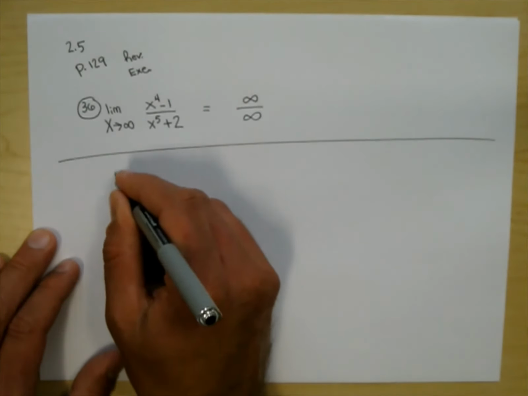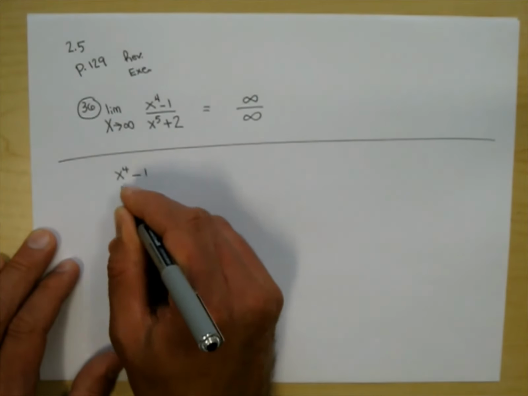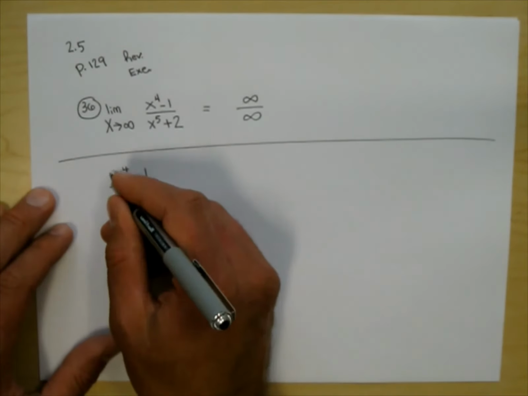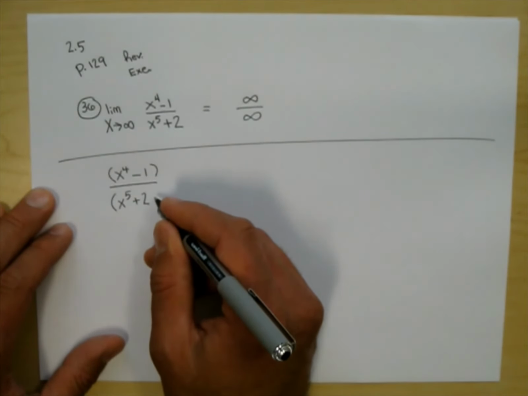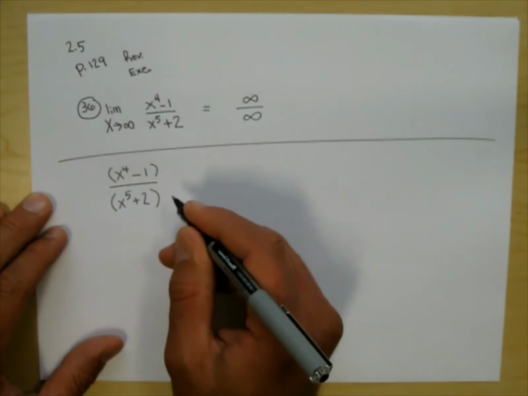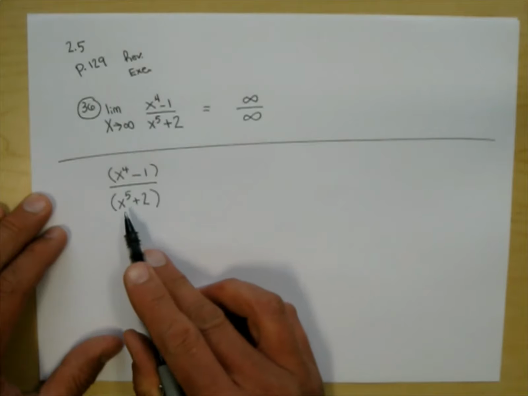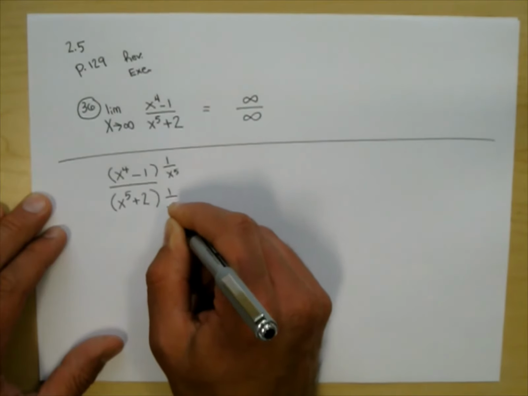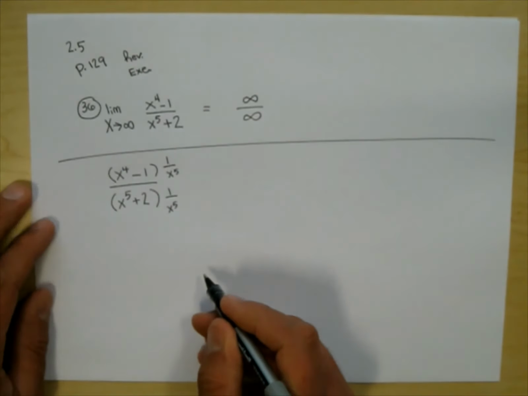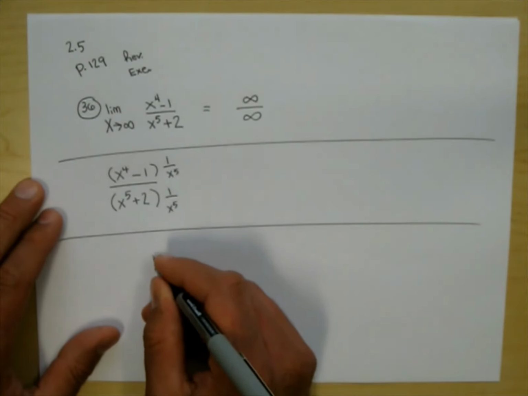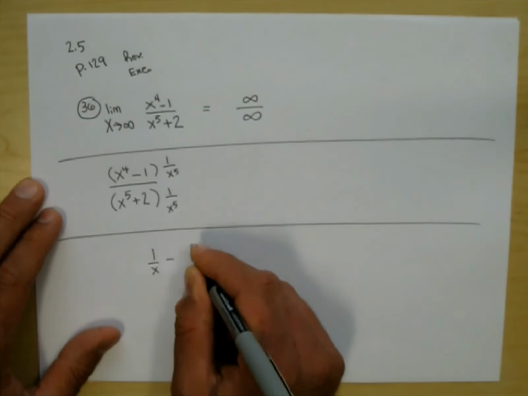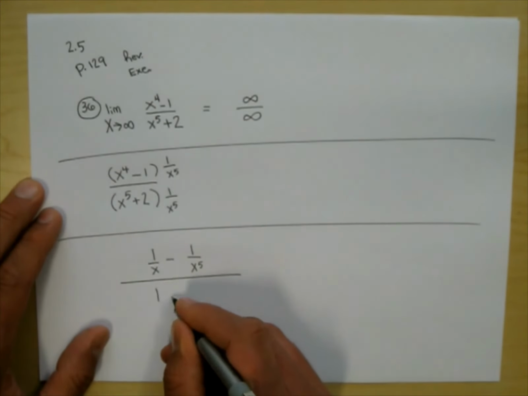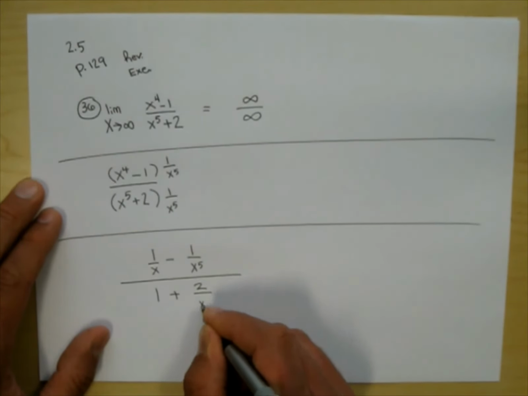So what I'm going to do is some algebra in between some lines here. I'm going to write out my rational expression, and multiply the top and the bottom. I look at the greatest power on the bottom, which is fifth. So I'm going to multiply top and bottom by 1 over x to the fifth. When I do that, I end up getting 1 over x minus 1 over x to the 5th on the top, and on the bottom, I'm going to get 1 plus 2 over x to the 5th.